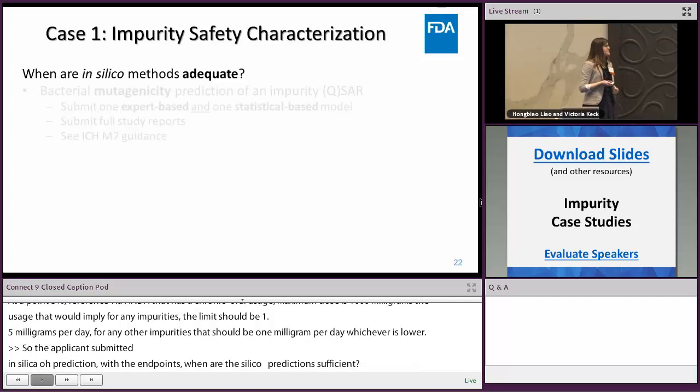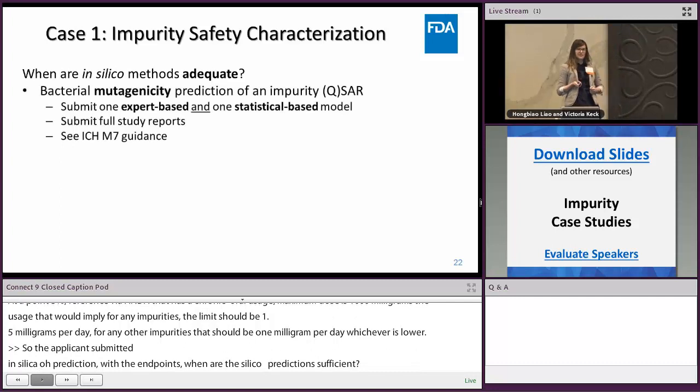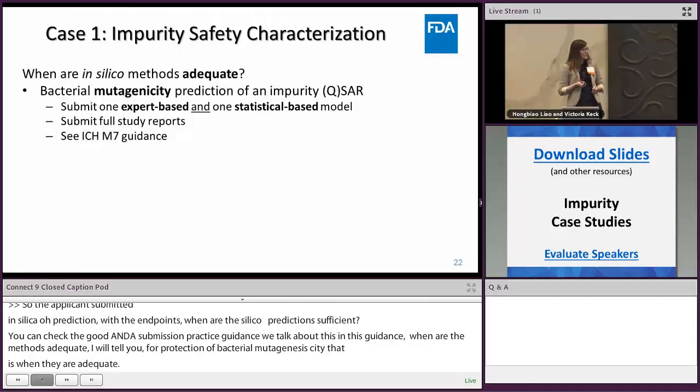So when are in silico methods adequate? I'll tell you. For prediction of bacterial mutagenicity, that's when they're adequate. Submit one expert-based and one statistically-based model, and please submit the full study reports. We actually read the entire full study report. And you can see the ICH-M7 guidance for further information about bacterial mutagenicity.